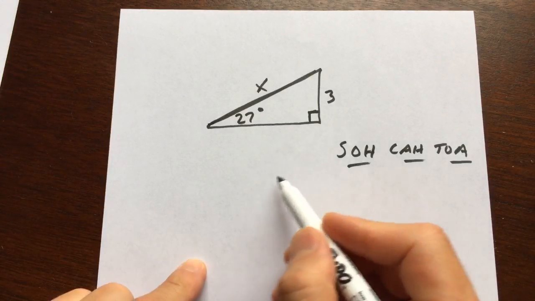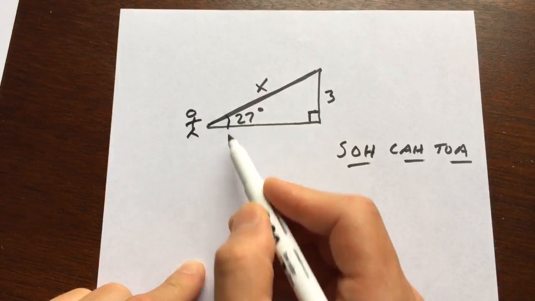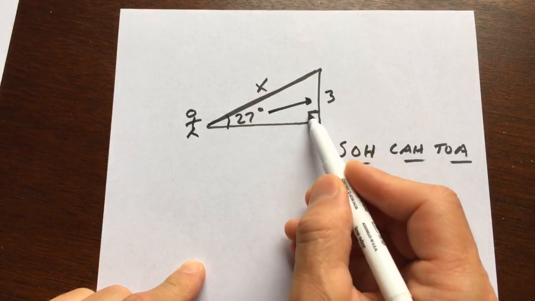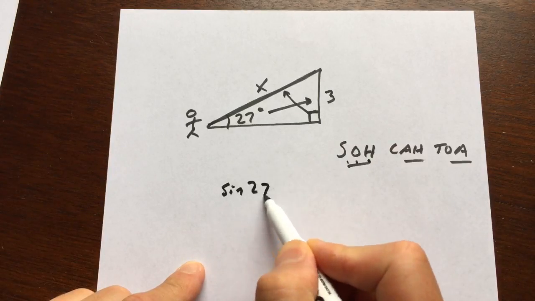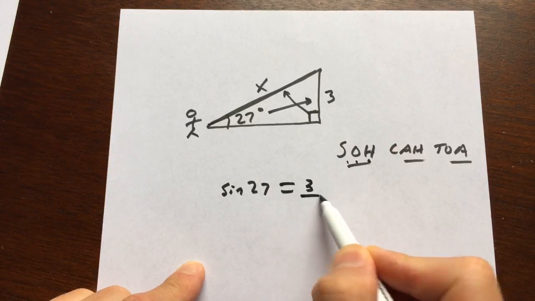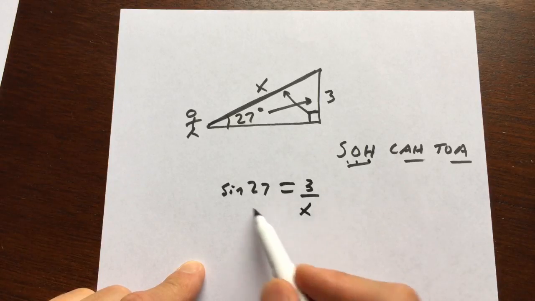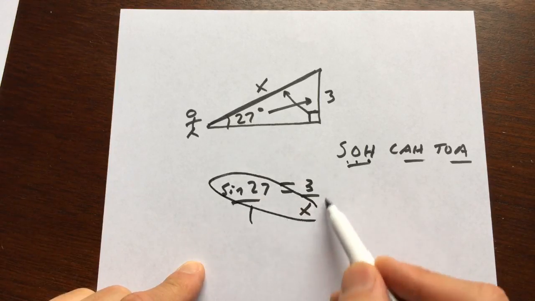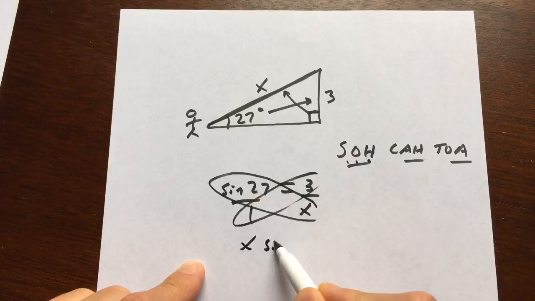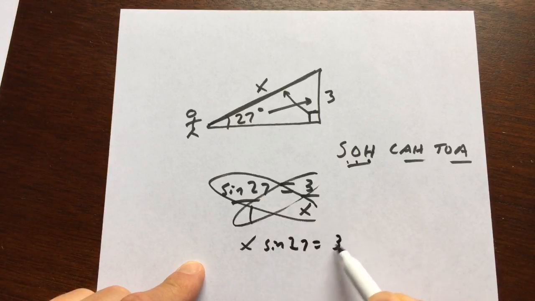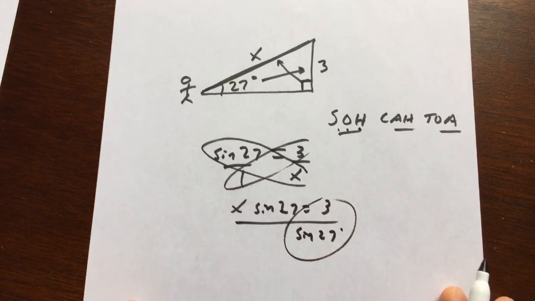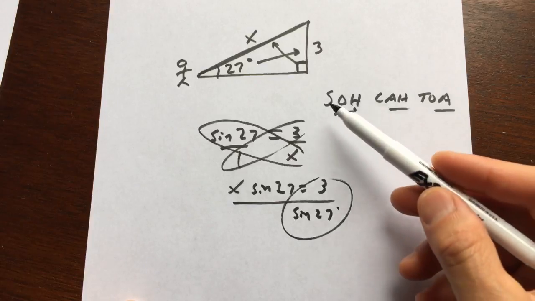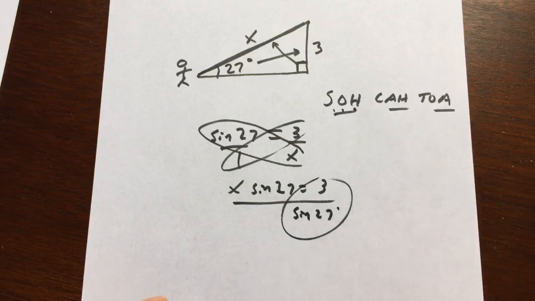Basically you pretend you're standing at the angle at this vertex here. This is the opposite side and that's the hypotenuse. So opposite over hypotenuse, that's sine. So sine of 27 degrees equals 3 over x. Then you can cross multiply if you want, this is one way to do it. So x times sine of 27 equals 3 times 1, which is 3. Then divide both sides by sine of 27, and that's going to be your answer. So you really want to know these ratios, the sine, cosine, and tangent ratios.